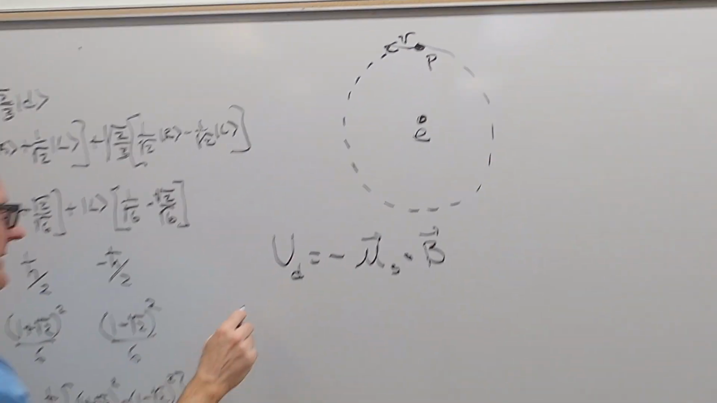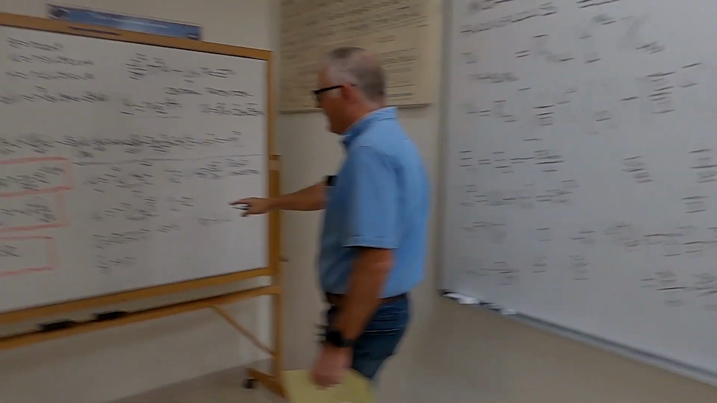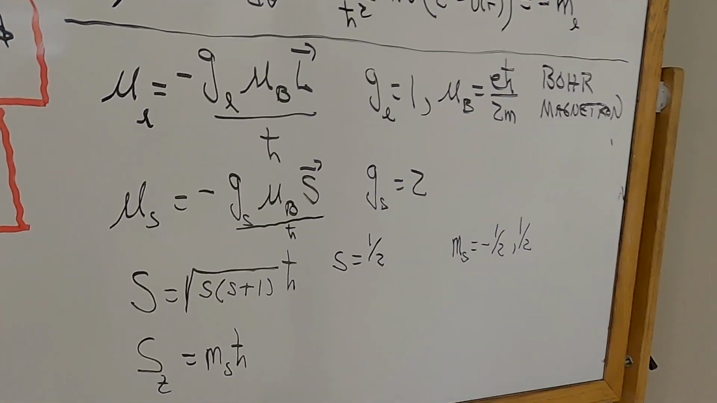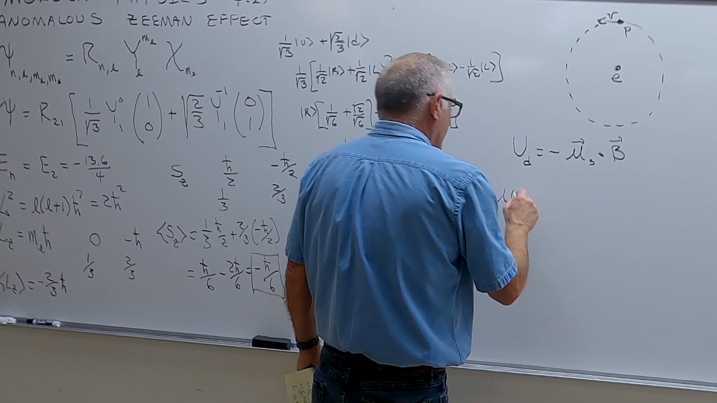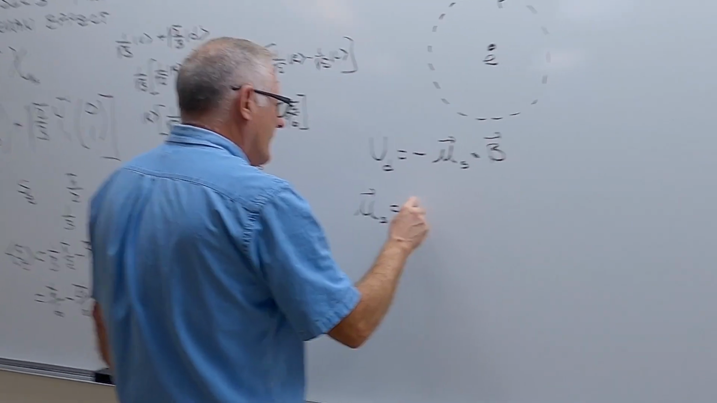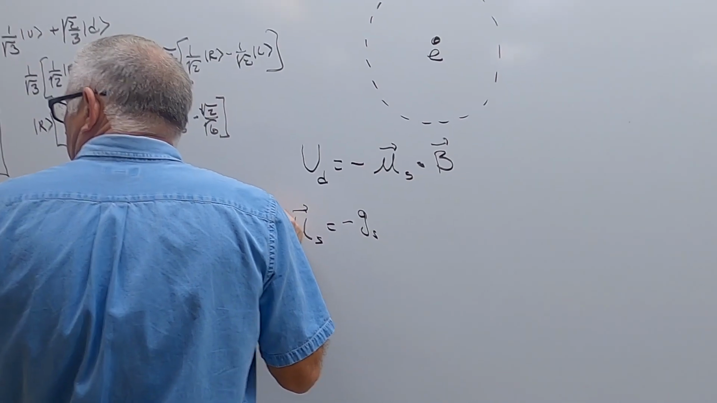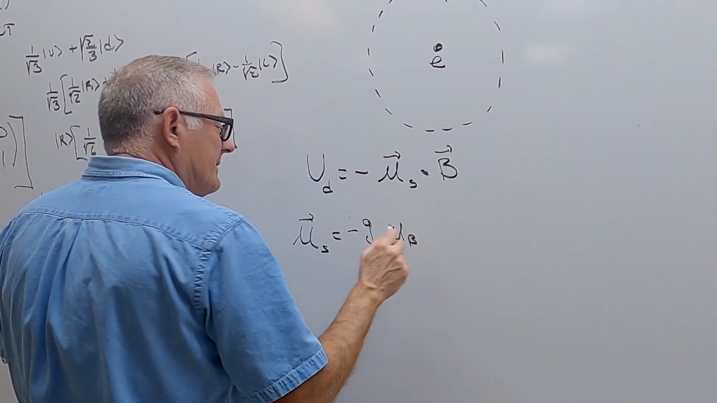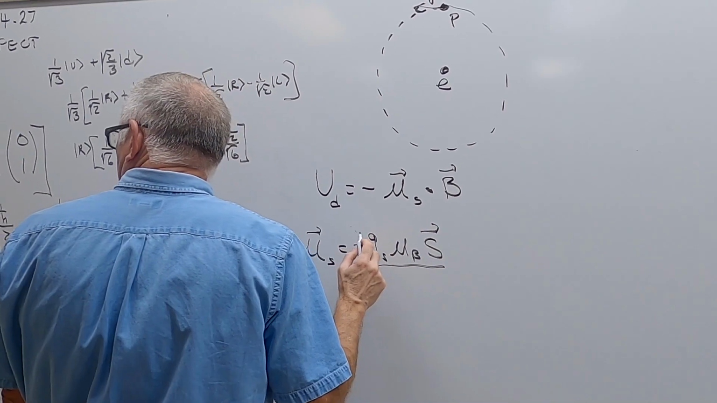Also, mu s, remember, we already wrote down what mu s was right here. It was minus g_s mu_B S over h bar. So I'll just rewrite it here. This mu s is equal to minus g sub s mu_B S all over h bar.